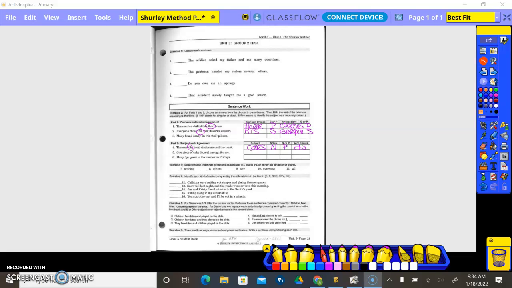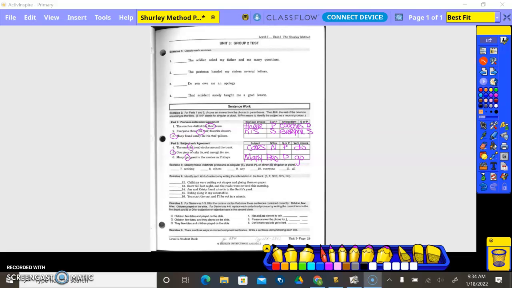Okay, you guys are going to do number 5, and we're going to do number 6. Many go to the movies on Fridays. So we picked go as our verb. Okay. What is the subject? Many. Noun or a pronoun? It's a pronoun, right? And then is it singular or plural? Plural. Okay, because it's referring to more than one.